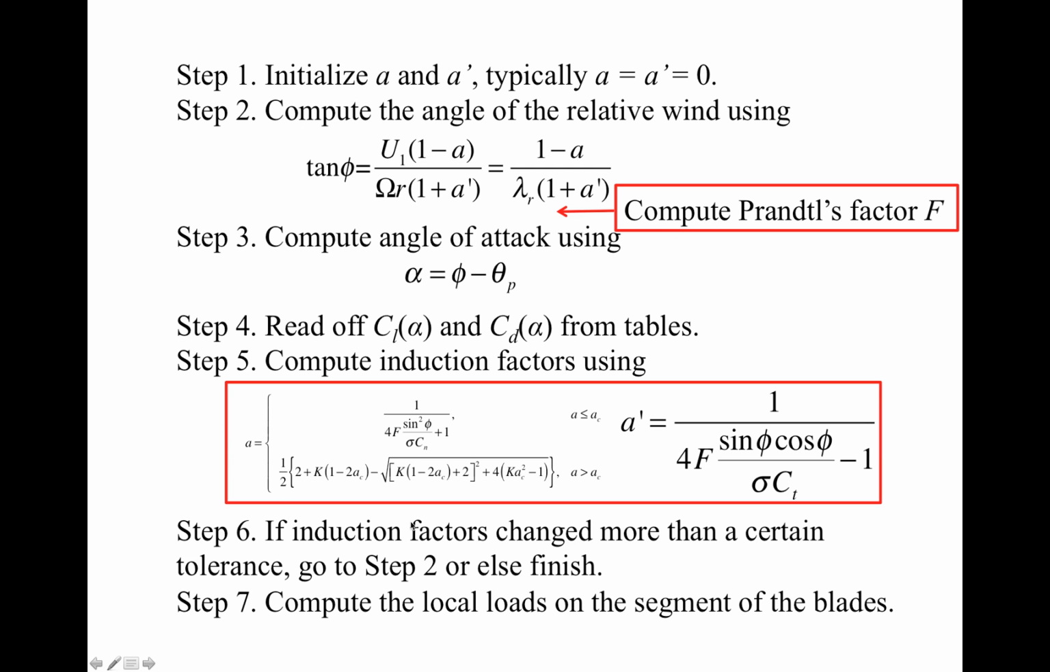And then the expression for A must be modified to account for the Glauert's correction for very high values of A. So when A is larger than AC, you have to use this formula instead of this formula. And then step 6 and step 7 are still the same. So that's the BEM with the two most important corrections.